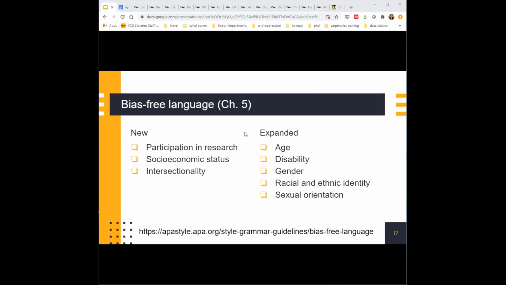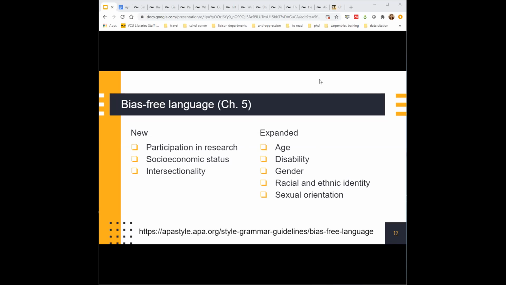All right, so Chapter 5 covers bias-free language. The new guidance, like I mentioned, is about participation in research, socioeconomic status, and intersectionality. So the general guidance for bias-free language is to describe it at the appropriate level of specificity. So be as relevant and specific as possible when you're describing groups. For example, instead of describing an age group as over 65, use a specific age range. And the second general guidance is be sensitive to labels and call people what they call themselves.